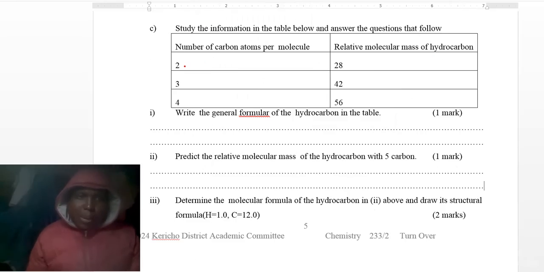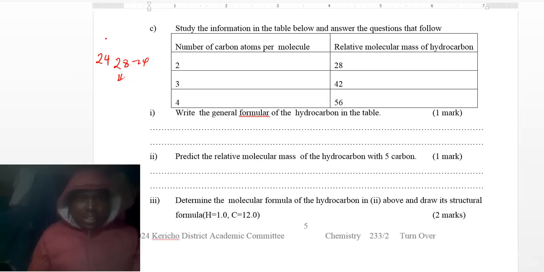We are given that number 1 has two carbons, and each carbon is 12, so that is 24. But the total mass is 28, so 28 minus 24 leaves 4. So it means there are only 4 hydrogens. Which organic compound will that be? Will it be an alkane, an alkyne, or an alkene?